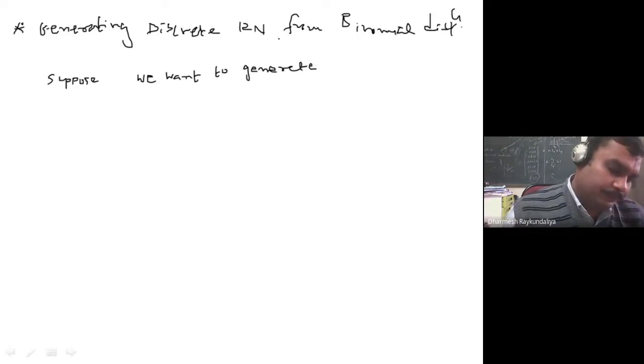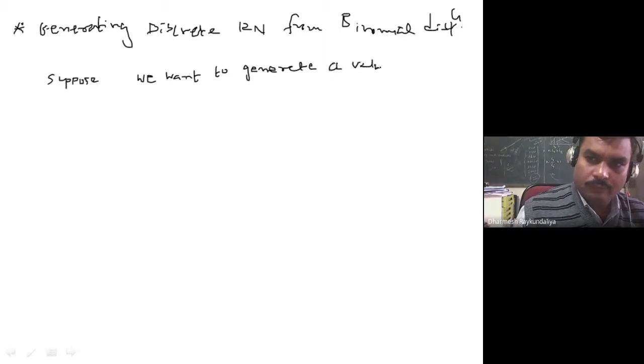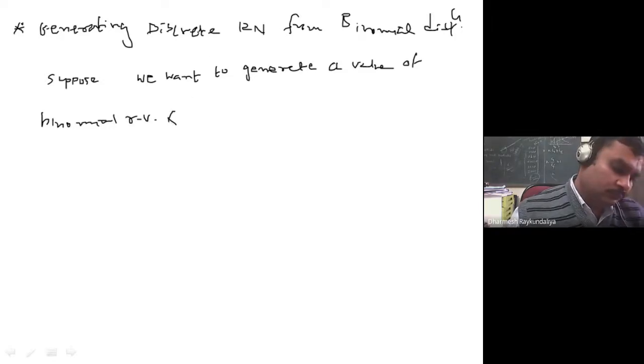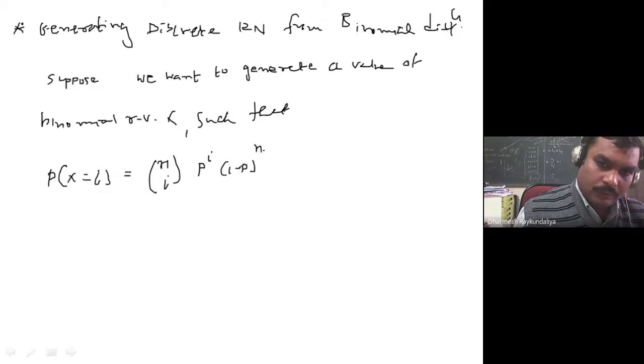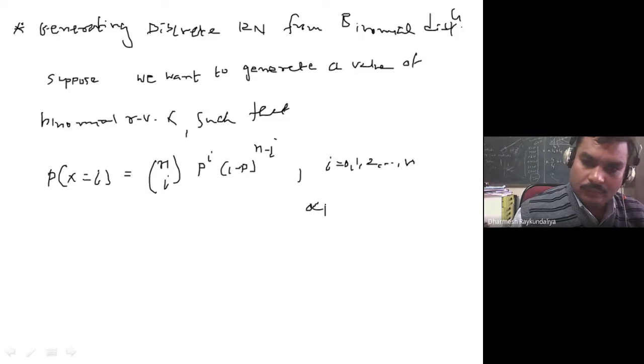We want to generate a value of a binomial random variable X such that the probability X equal to i is nCi p raised to i, 1 minus p raised to n minus i, and i takes values 0, 1, 2 up to n, and 0 less than p less than 1, and p plus q equal to 1.